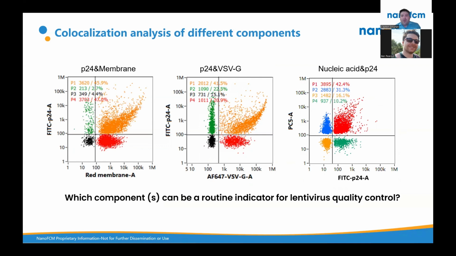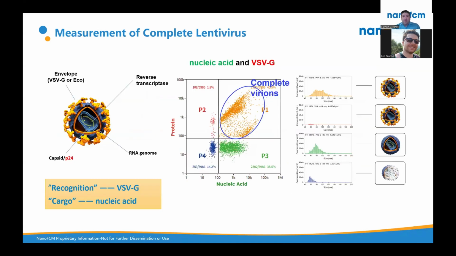So we have a couple other configurations for active particles. And what are we going to find out here? Over here, we had our complete virions. Let's look a little bit closer at the number. It's 45% of our complete virions in here. That's VSVG and nucleic acid and size distribution through this lens.